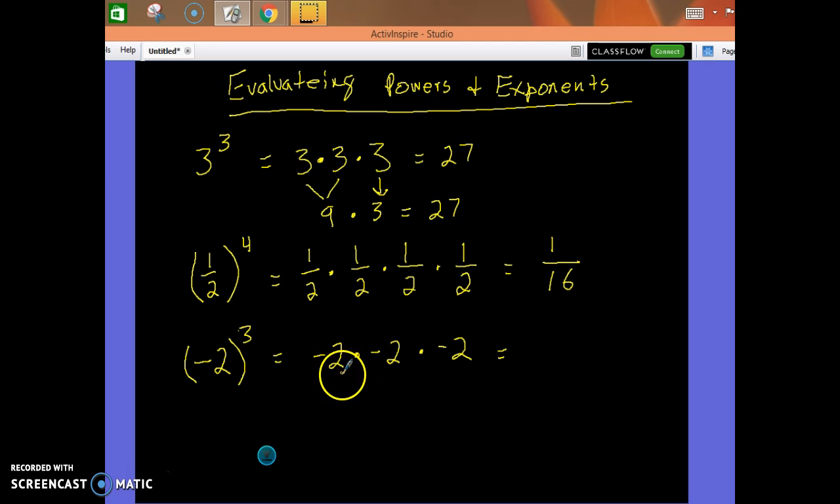Negative times a negative is a positive. And so 2 times 2 is 4. So -2 times -2 is positive 4. And then positive 4 times -2 is -8. So -2 raised to the third power is -8.